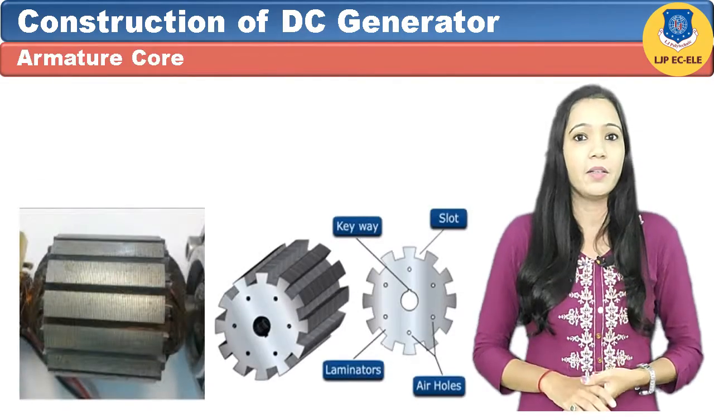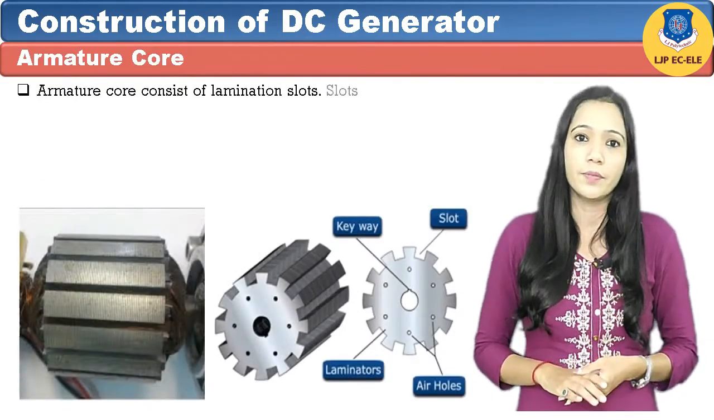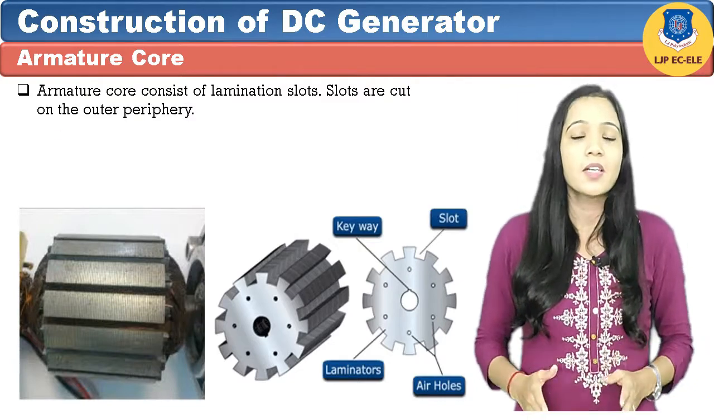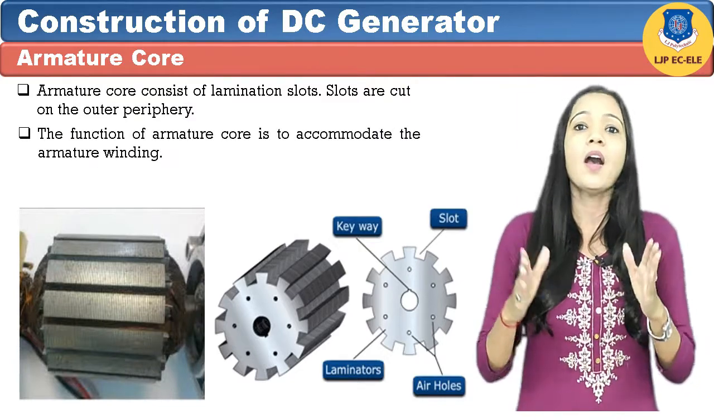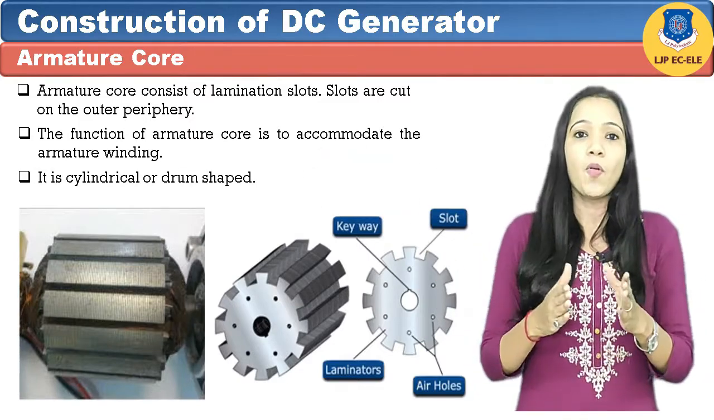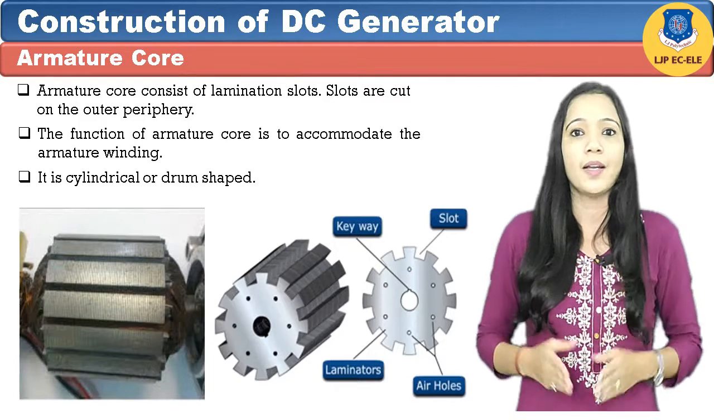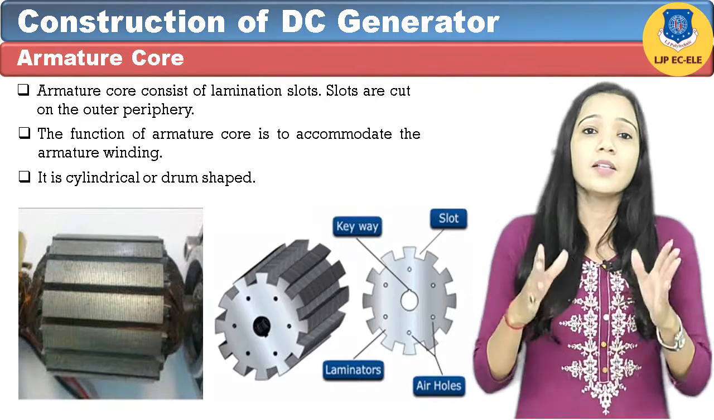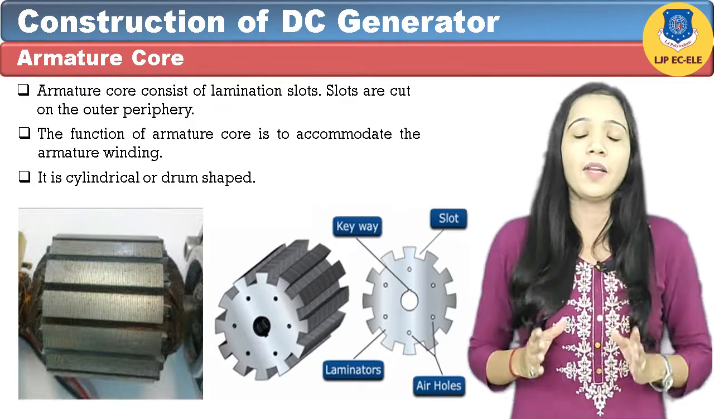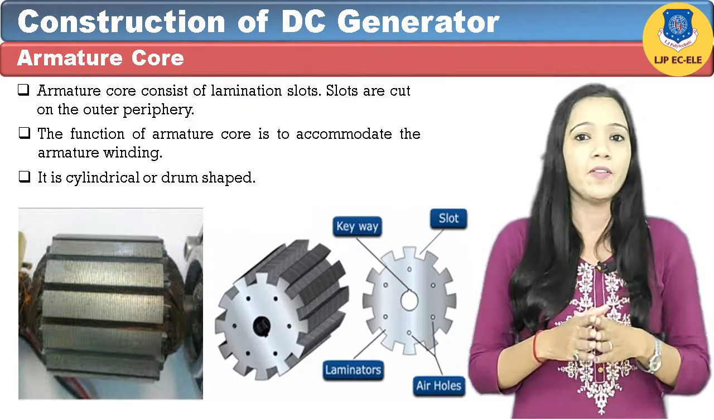The next part is the armature core. The armature core consists of laminated slots. Slots are cut on the outer periphery, you can see from the figure. It provides a path of very low reluctance. It is generally of cylindrical or drum type shape. The thickness of lamination is around 0.5 mm.